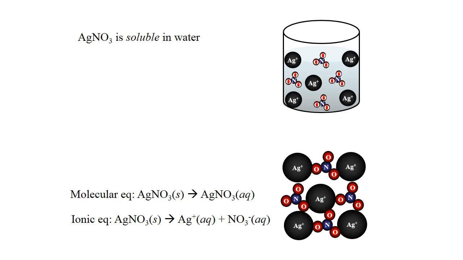Now instead, precipitation reactions are sort of the opposite of a dissolution reaction. Instead of the ions separating, what happens is they come together and they form a solid when they were once aqueous. So it's very much the opposite of a dissolving or dissolution reaction.